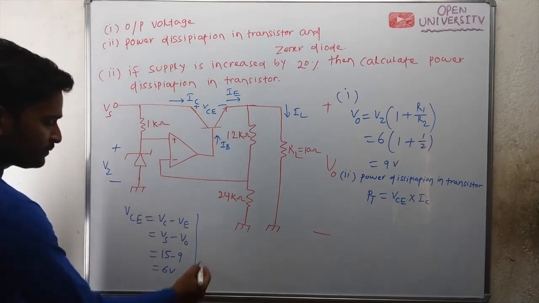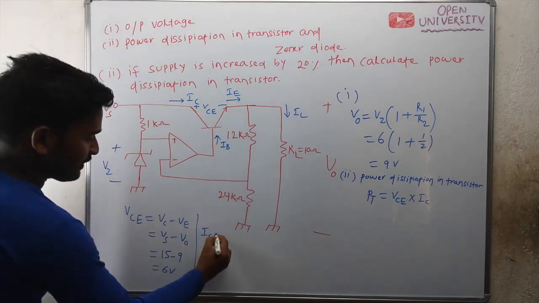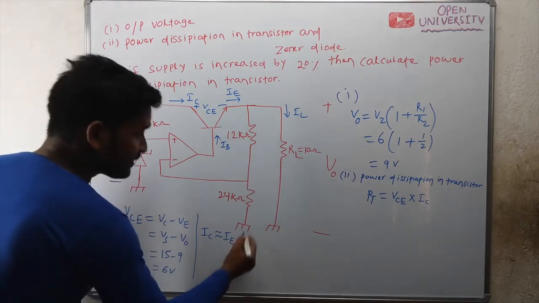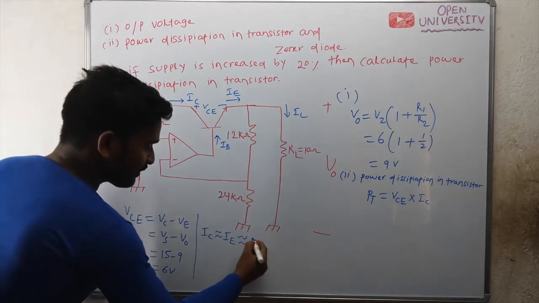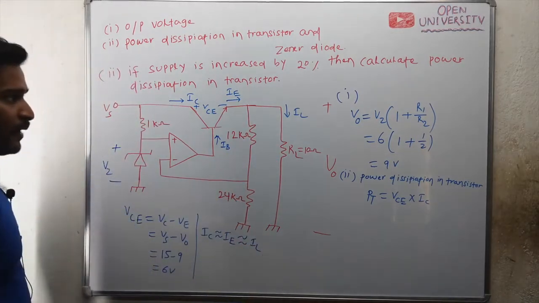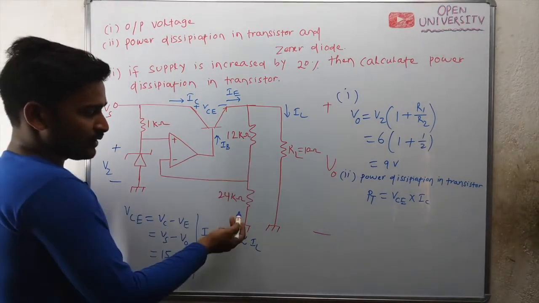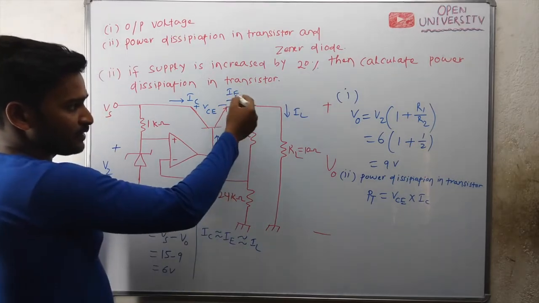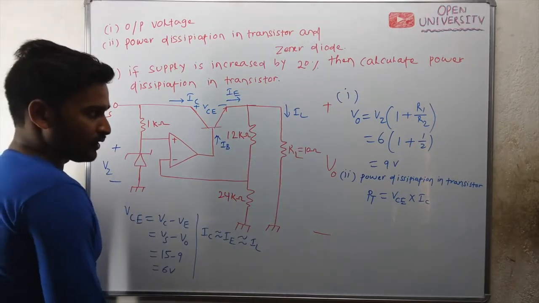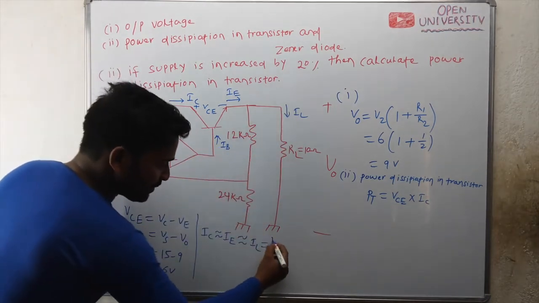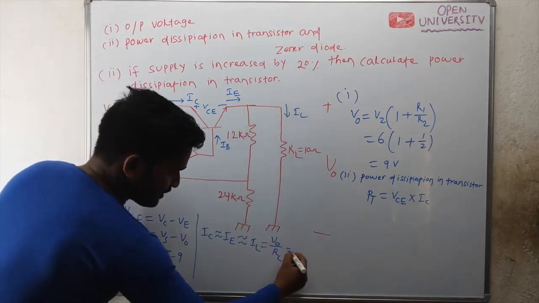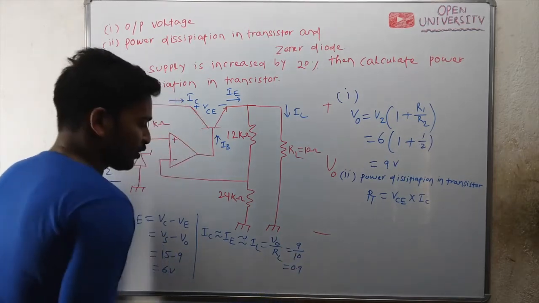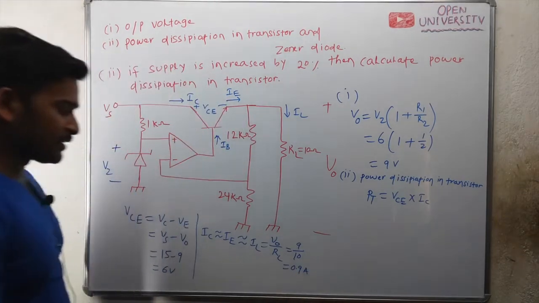What will be the Ic value? In the transistor, we know that Ic is approximately equal to IE, and this IE is approximately equal to IL, because R1 and R2 are very large resistances compared to RL. So whatever current IE is coming, almost the same current will flow through the load. So IE is approximately IL, and IL equals V naught by RL. What is the V naught value? 9 by 10, so 0.9 ampere. This is your Ic value.